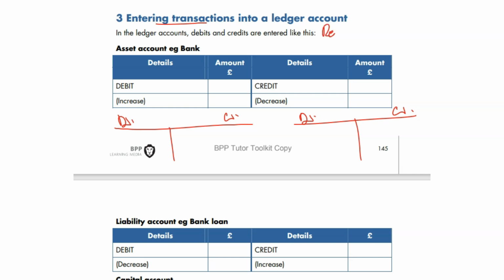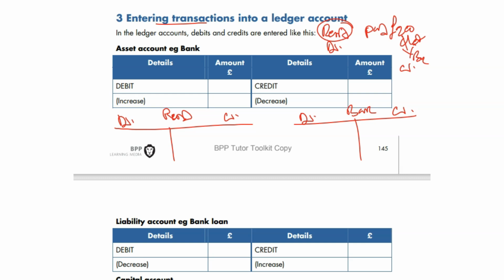Let's assume rent paid. Rent paid by check £200. So what is happening? Rent is an expense. You need to open a rent account and it's an expense. Expenses are debit, right? And paid by check means your bank is going down. So another bank account, you need to make it credit because bank is a current asset, it's going down. So how do you do it?